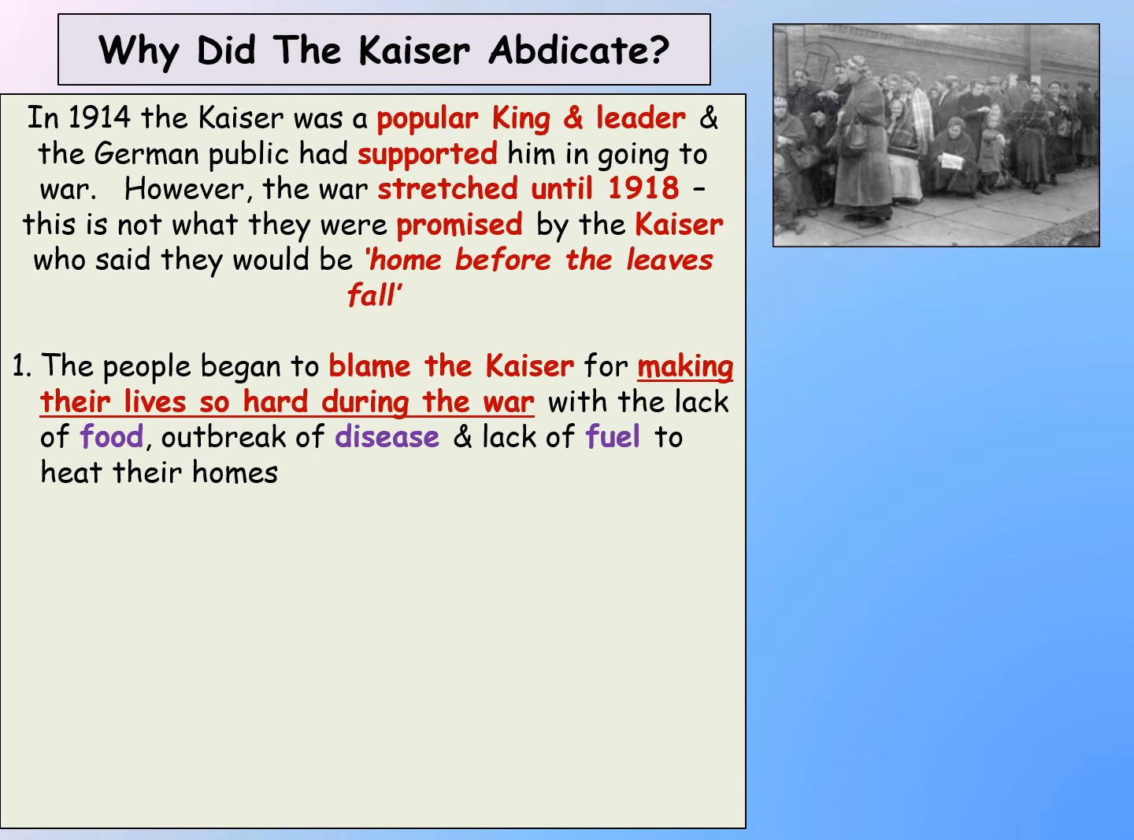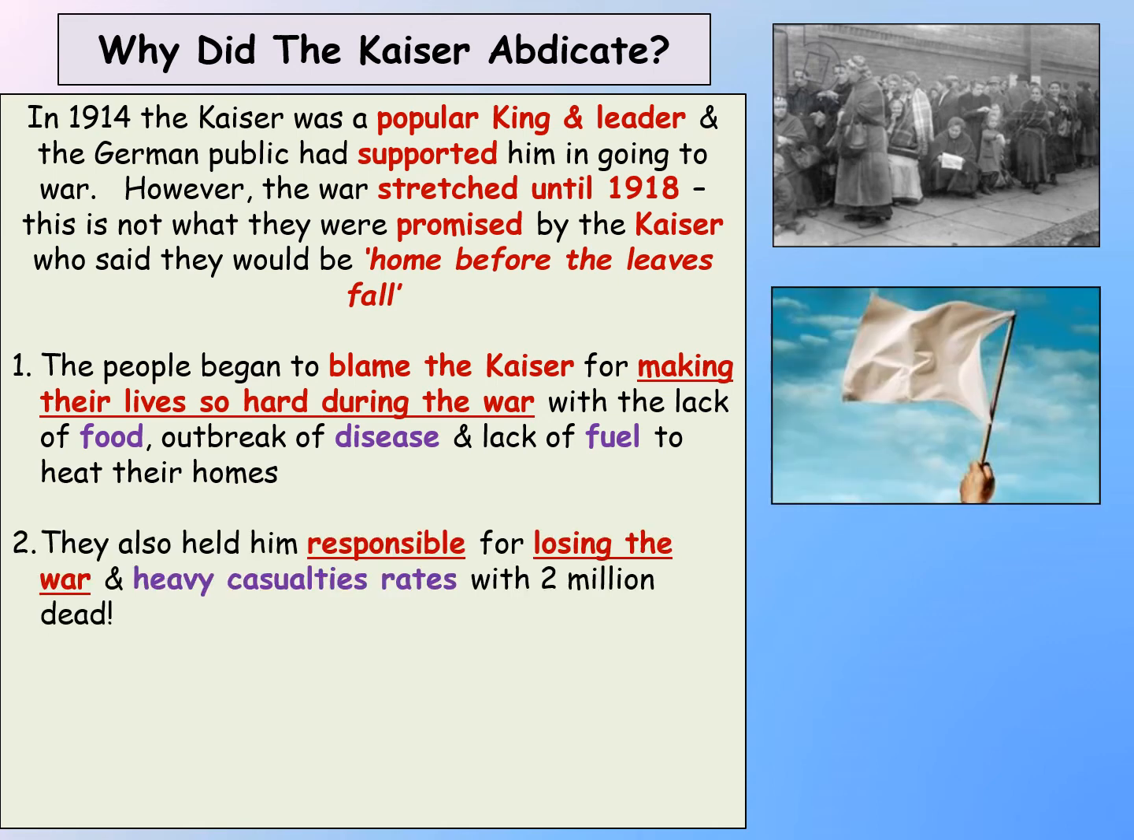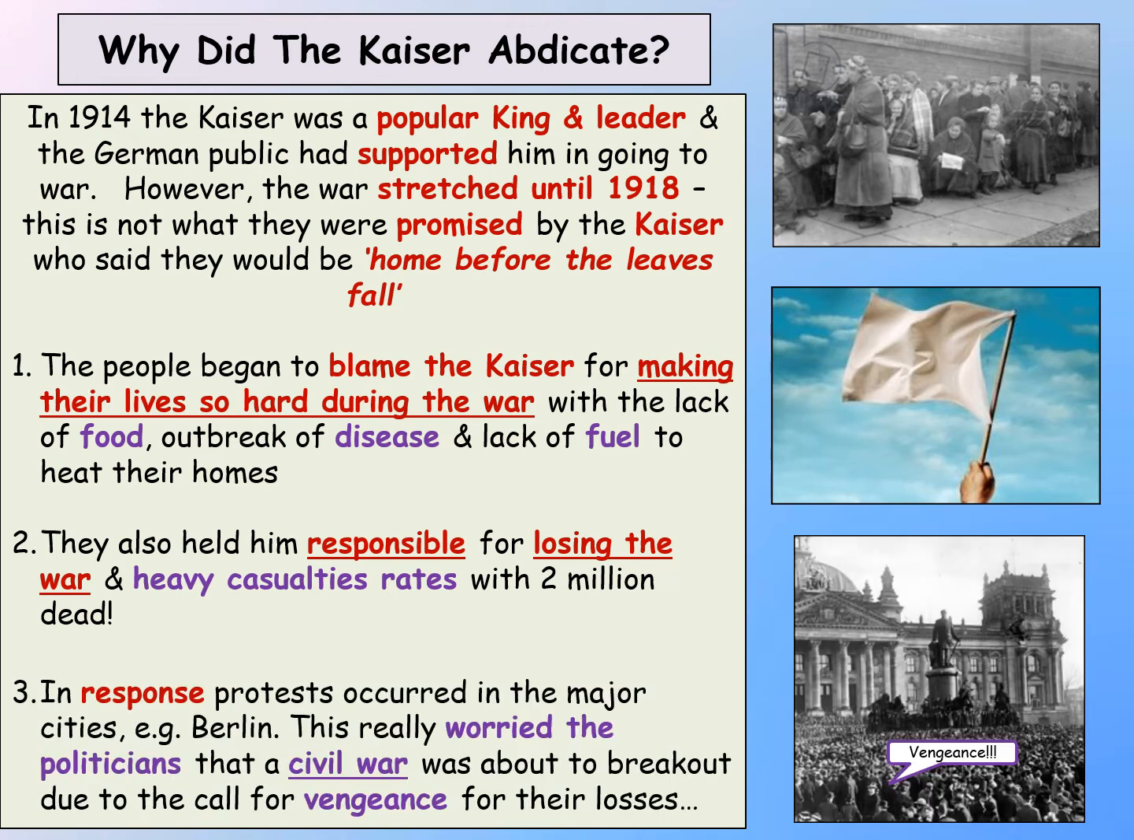Okay, so point number 1: the people began to blame the Kaiser for making their life so hard during the war, with the lack of food, outbreak of disease, and lack of fuel to heat their homes. That's our added point for point 1, so add that into your point 1 section. For point 2, they also held him responsible for losing the war and heavy casualty rates, with 2 million people dead at this point, so again, add that in.